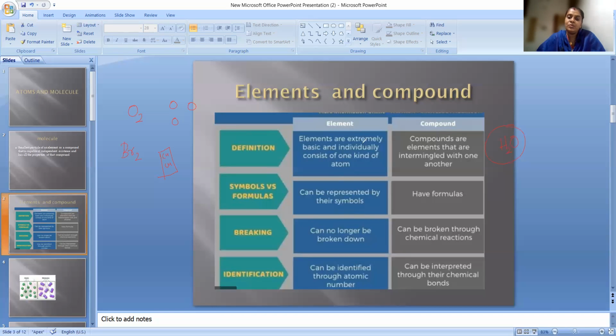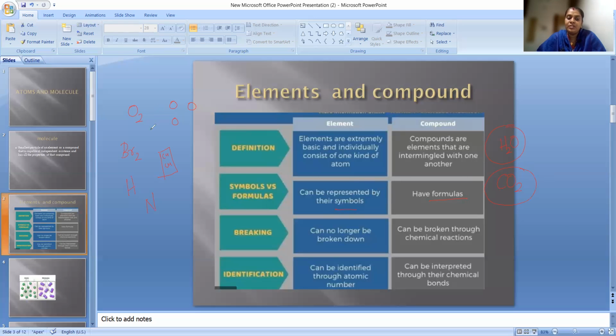We always represent an element using a symbol. All the elements are represented in the periodic table using symbols. If I say hydrogen, write the symbol, you will immediately write H. Nitrogen is N, like that. We have a symbol for representing an element, but to represent a compound we use a formula, like H2O for water and CO2 for carbon dioxide. So we represent a compound using a formula and an element using a symbol.